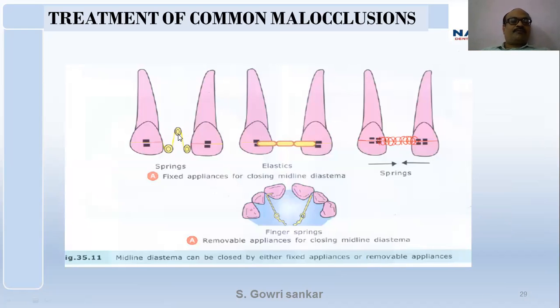Can you see here a spring in fixed appliances? It closes the space. This is an example of an elastic. This is an example of springs. Whereas in the removable appliances, can you see two finger springs that are trying to close the teeth together?